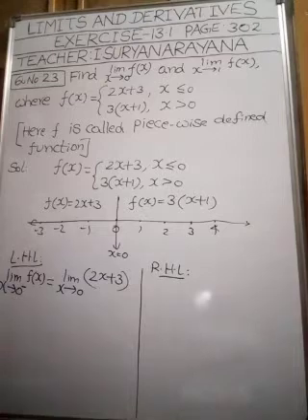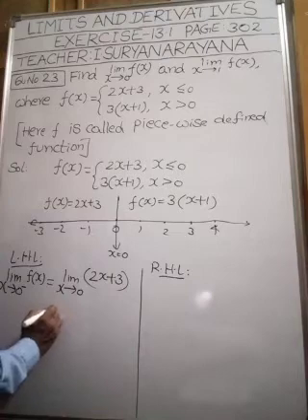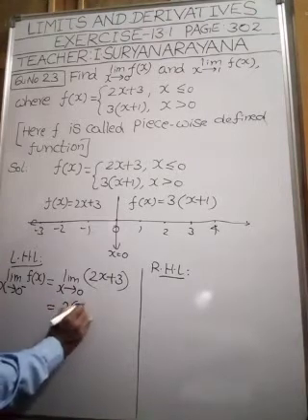Right. Now we substitute. We go to the substitution method. That is equal to 2 of 0 plus 3.